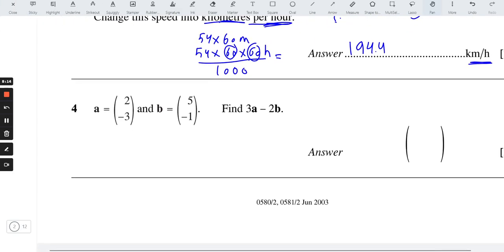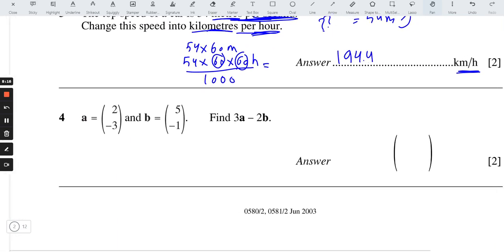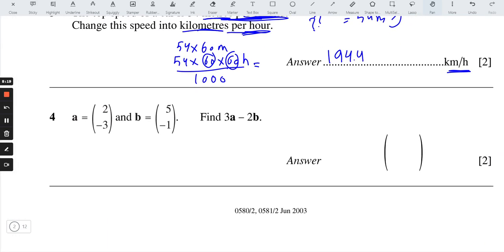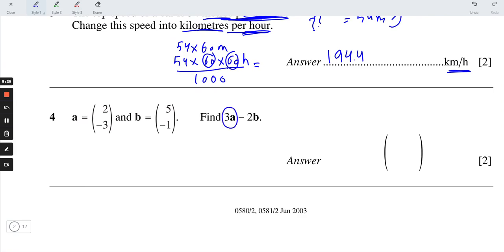Now question 4 here. Question 4 is about vectors and how you can multiply a constant by a vector. So our idea is easy in this case. We need to find 3a. The 3a means each component in vector a you should multiply by 3. So 3a in this case equals 3 times 2 is 6, 3 times minus 3 is minus 9.